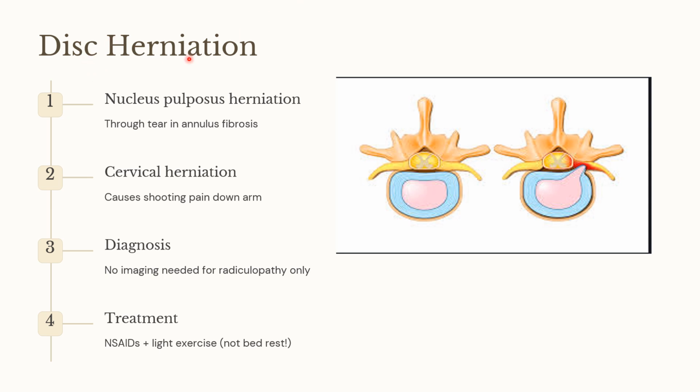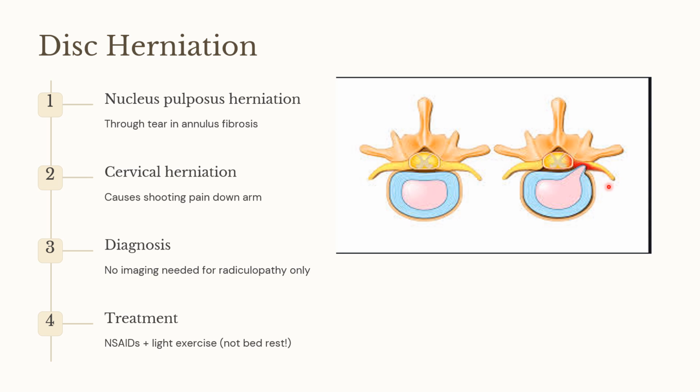What do you understand by disc herniation? If this is a cervical vertebra, there is annulus fibrosus and there is nucleus pulposus. Annulus fibrosus is the blue area and nucleus pulposus is the pink area. When there is a tear in the annulus fibrosus and the nucleus pulposus herniates through the annulus fibrosus, affecting the nerve which is exiting through the foramen, then that is known as disc herniation. This disc is herniated outside.